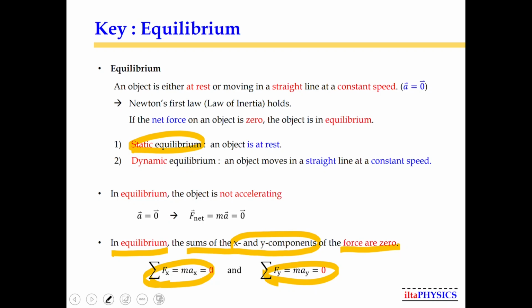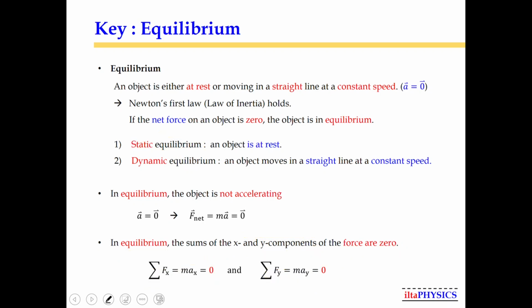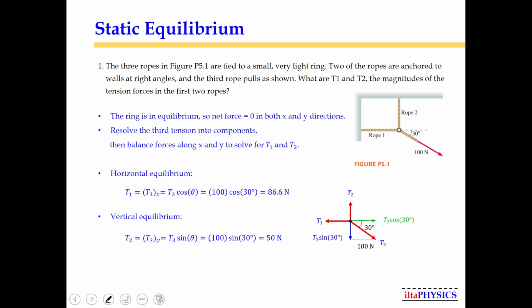Alright, let's try solving some simple problems regarding equilibrium. Problem number 1 is a very basic problem about the equilibrium of forces. As you can see in the diagram, two ropes are fixed to a wall. A small, light ring is being pulled downward at a 30-degree angle relative to the horizontal with a force of 100 newtons.